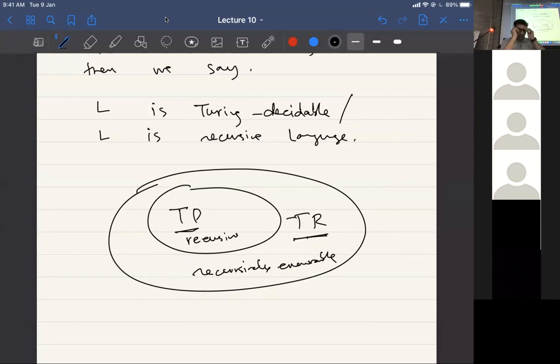Over here I will stop, and we will cover the rest of the things in the next class. So every Turing decidable language is a Turing recognizable language, but not vice versa. Any questions?